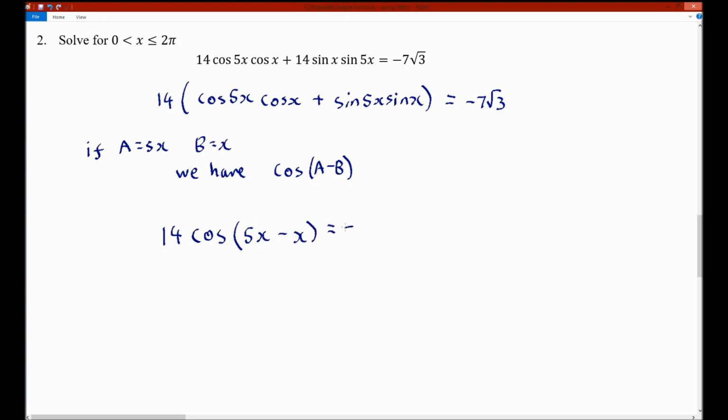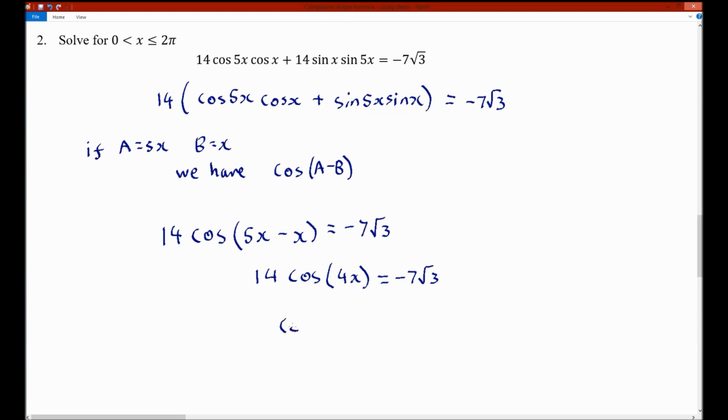And that's equal to minus 7 root 3. Let's rewrite that as well. Cool. And then that can be simplified to just 14 cos of 4x equals minus 7 root 3. And that is now an equation like you came across last year in first year of A-level content.